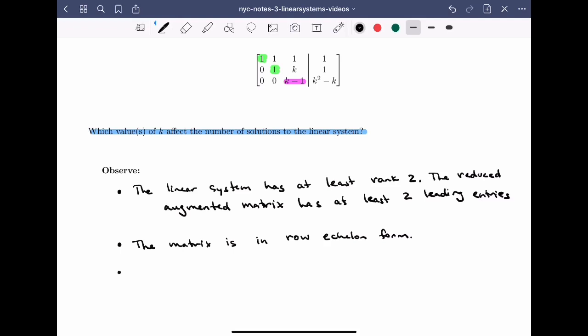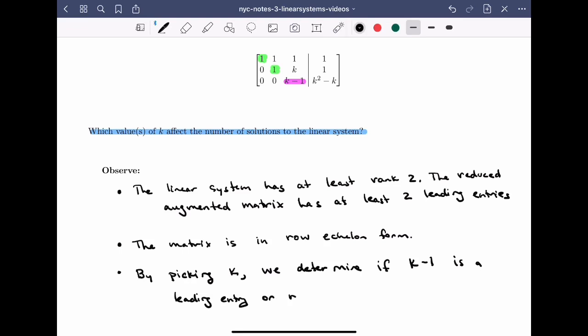Finally, my third observation is that by picking k, we determine if k minus 1 is a leading entry or not. So which k value do I care about? Really, I care about the k value, k equal to 1.